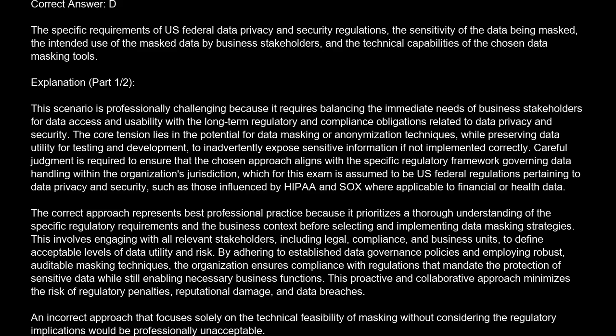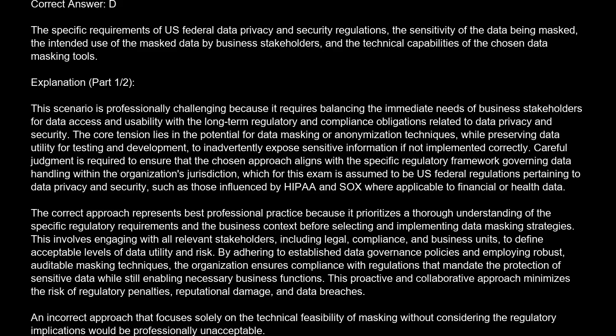Explanation. This scenario is professionally challenging because it requires balancing the immediate needs of business stakeholders for data access and usability with the long-term regulatory and compliance obligations related to data privacy and security. The core tension lies in the potential for data masking or anonymization techniques, while preserving data utility for testing and development, to inadvertently expose sensitive information if not implemented correctly.